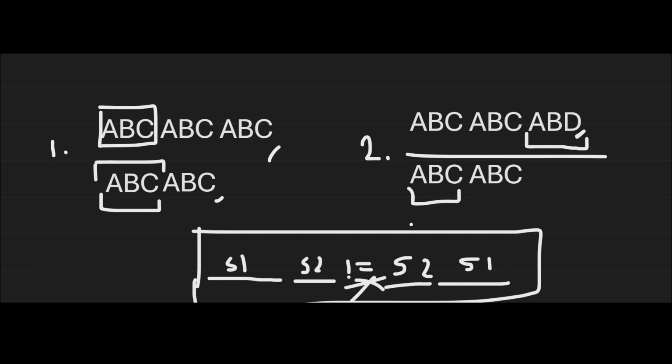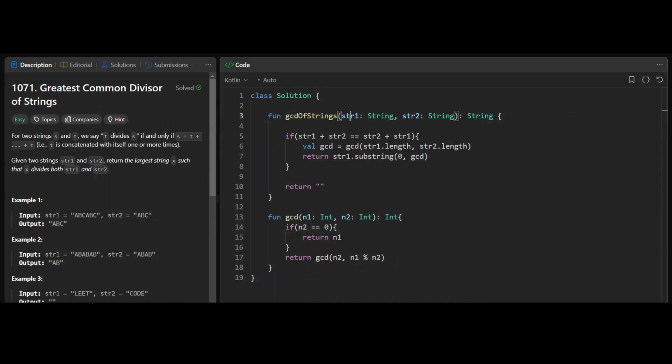So let's see the code now. Here we are given two strings, string 1 and string 2, and we have to find the GCD string of these two. As we saw, if we concatenate string 1 and string 2 or string 2 and string 1, they should be equal. If they are not, then we do not have the GCD string and we return an empty string. If we have the GCD string, then we find the GCD of the lengths of those two strings, and then we return a substring of the length GCD.